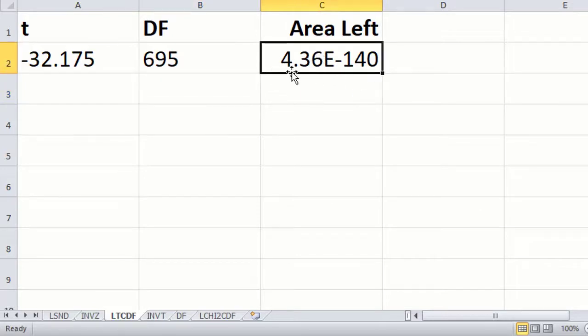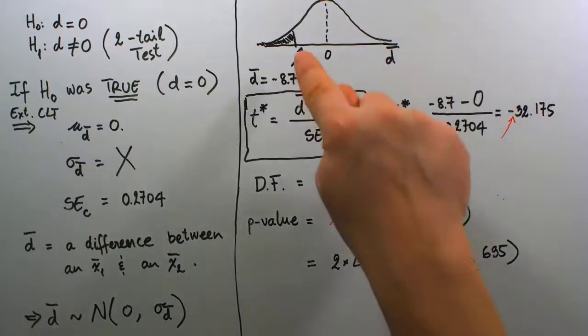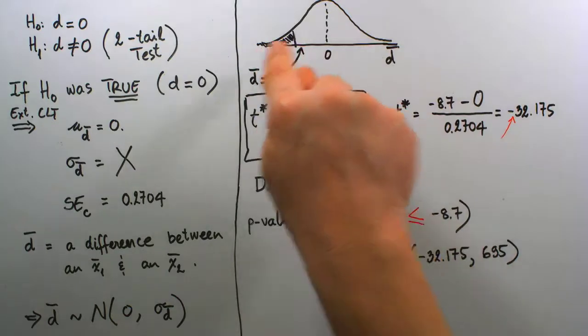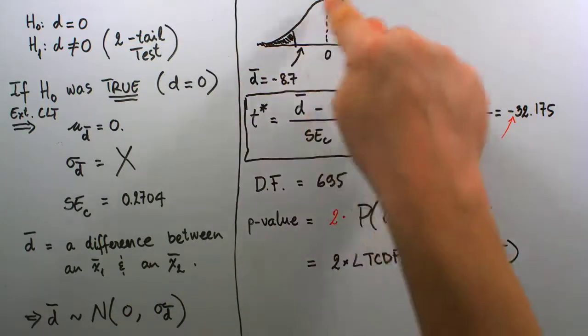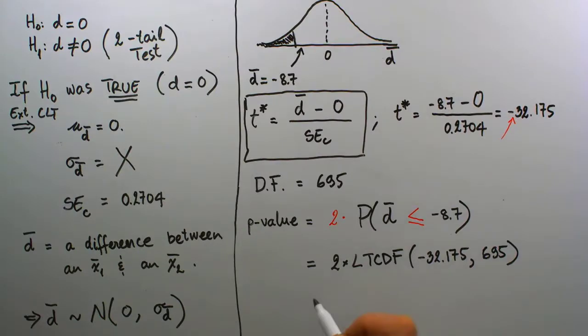This answer, 4.36e negative 140, is how big the area shaded to the left-hand side of negative 8.7 is on our bell curve here. The answer on the Microsoft Excel screen means we're looking at an answer that is 4.36 times 10 to the negative 140. But then we need to multiply this value by 2.